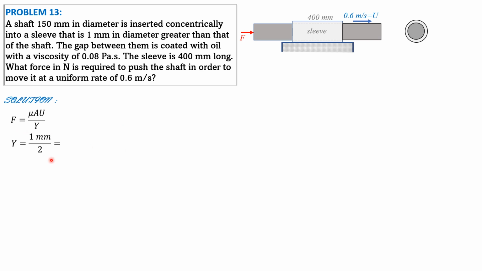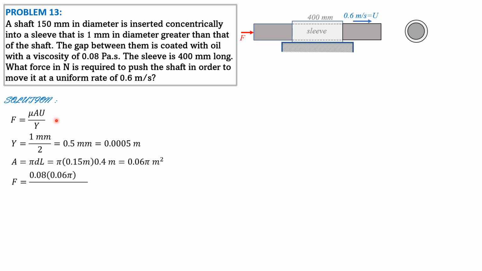So y is 1 mm over 2 or 0.5 mm or 0.0005 meter. Then area is pi dl, pi times 0.15 meter times 0.4 meter, or the lateral area of a right circular cylinder, the contact area. So 0.06 pi meter square, substitute. F equals 0.08 times 0.06 pi times 0.6 over 0.0005. So the force is 18.10 newtons.